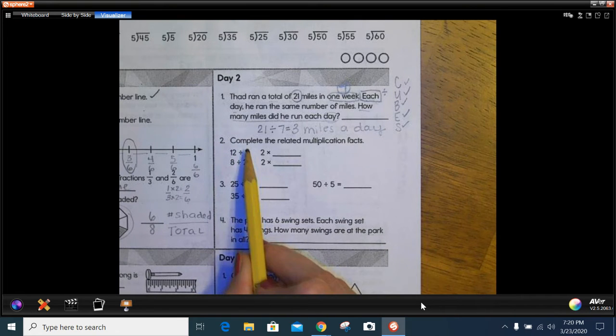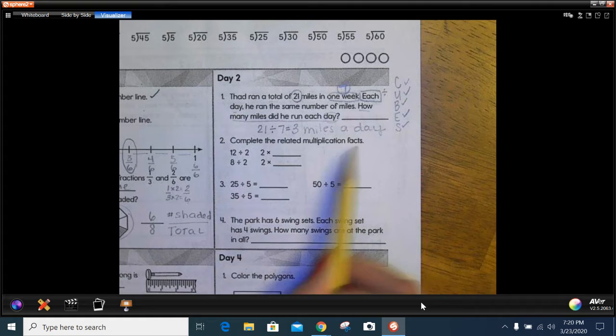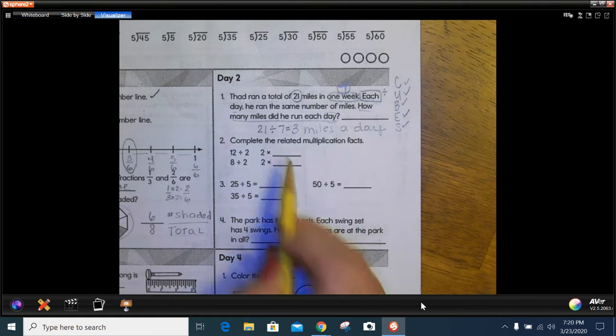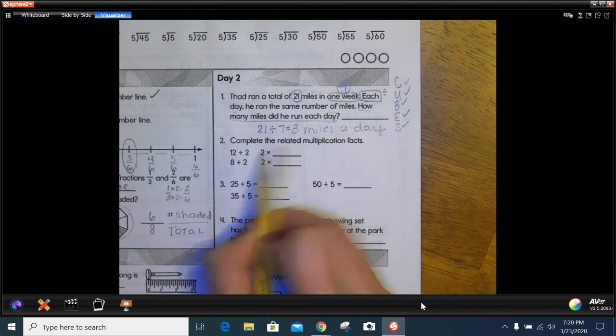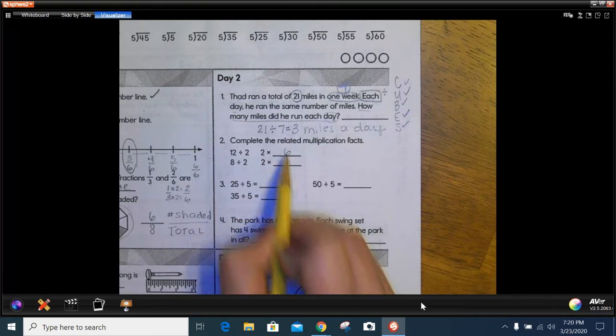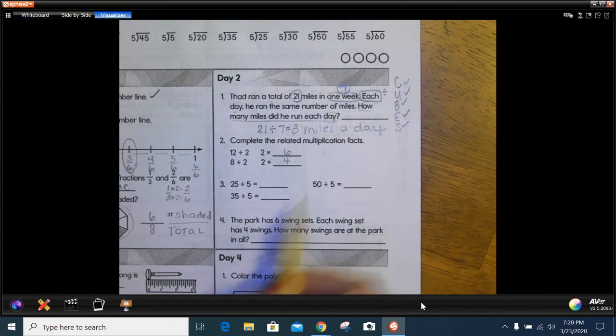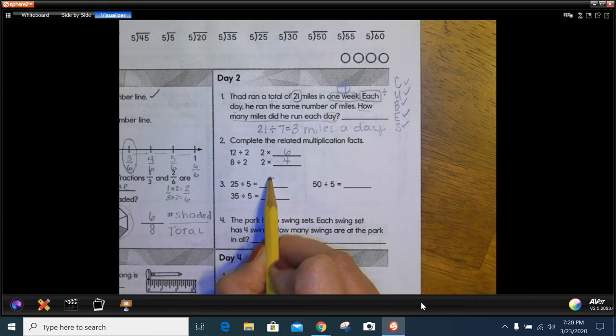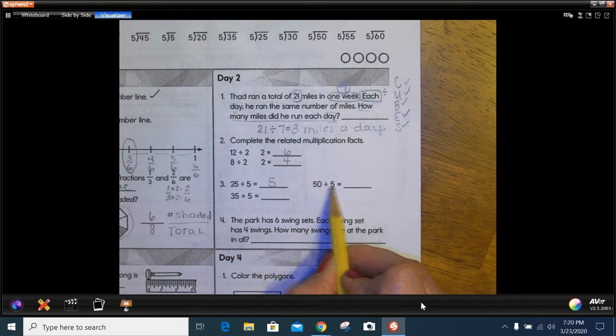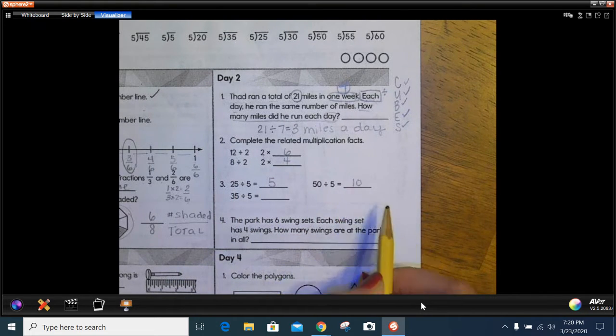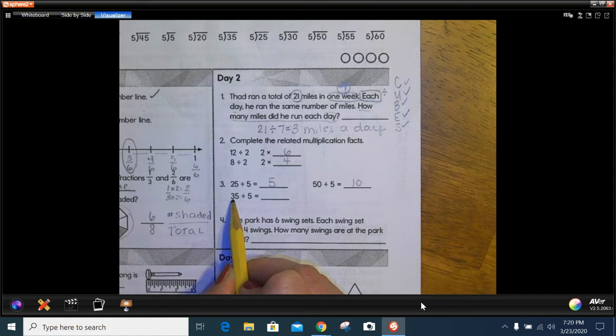Number 2. Mrs. Buckingham doesn't really run that much. Here we go. Complete the related multiplication facts. 12 divided by 2 is in the fact family of 2 times 6. 8 divided by 2 is in the fact family of 2 times 4. Nice job, guys. 25 divided by 5, 5. 50 divided by 5, 10. 35 divided by 5. These are just math facts, guys.